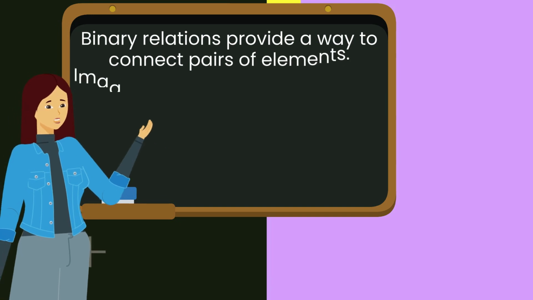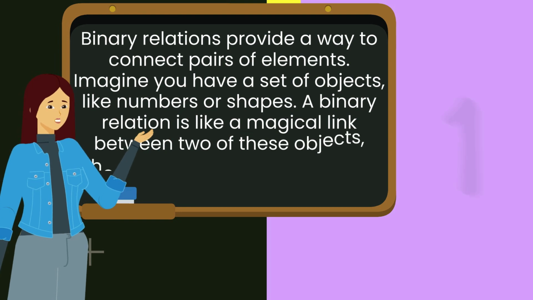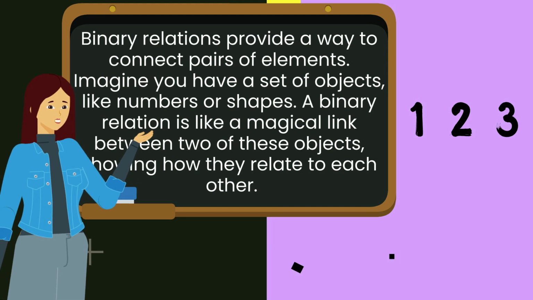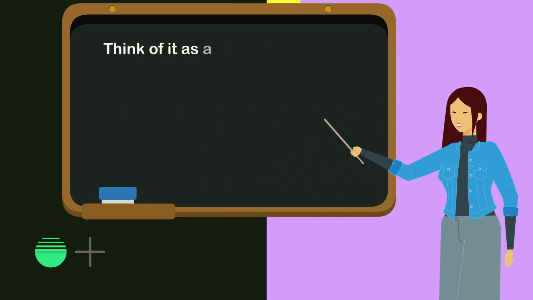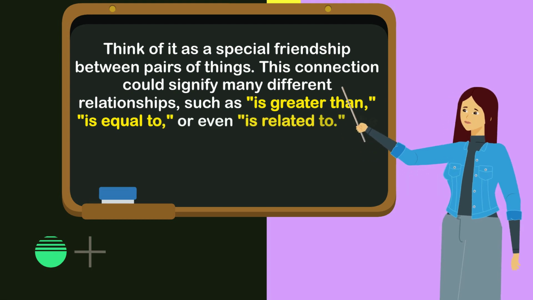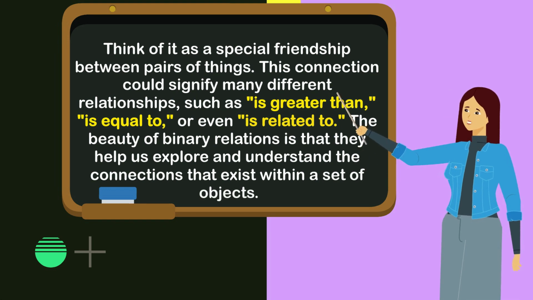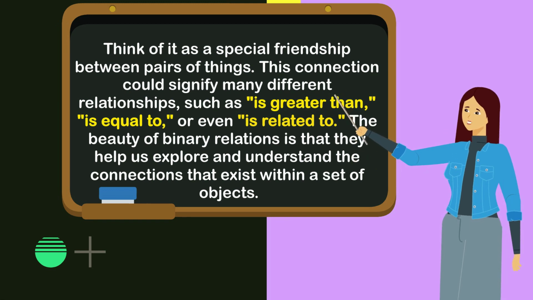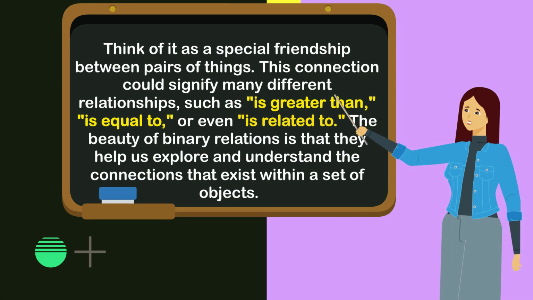Binary relations provide a way to connect pairs of elements. Imagine you have a set of objects like numbers or shapes. A binary relation is like a magical link between two of these objects, showing how they relate to each other. Think of it as a special friendship between pairs of things. This connection could signify many different relationships, such as is greater than, is equal to, or even is related to. The beauty of binary relations is that they help us explore and understand the connections that exist within a set of objects.